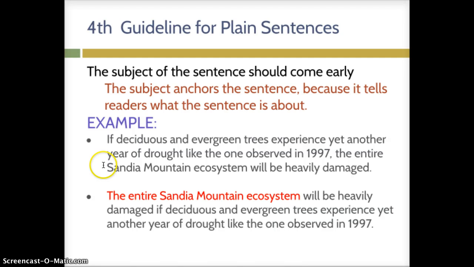We can see that actually the subject of this sentence is Sandia Mountain ecosystem, but it's not occurring towards the beginning of the sentence. Here's the sentence revised. The entire Sandia Mountain ecosystem will be heavily damaged if deciduous and evergreen trees experience yet another year of drought like the one observed in 1997. Now that the subject is in the early place in the sentence, it's much easier to understand.